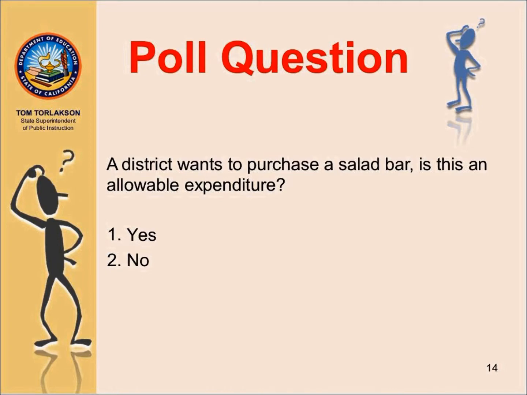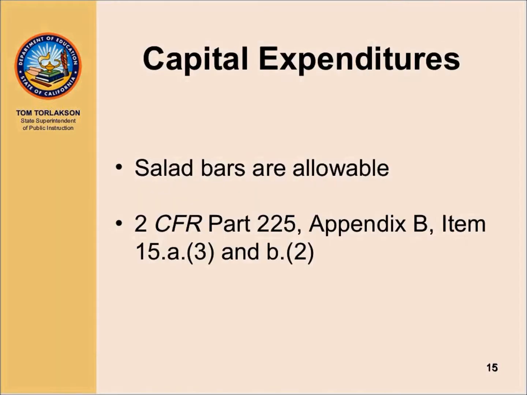The answer to the question is yes. The purchase of a salad bar is allowable. 2 CFR Part 225 Appendix B, Item 15, Equipment and Other Capital Expenditures states, special purpose equipment means equipment which is used only for research, medical, scientific, or other technical activities. Examples of special purpose equipment include microscopes, X-ray machines, surgical instruments. Special purpose equipment is equipment that can only be used by the nonprofit school food service and not other LEA programs. Since the salad bar is equipment needed to satisfy the objectives of the award, it is allowable.